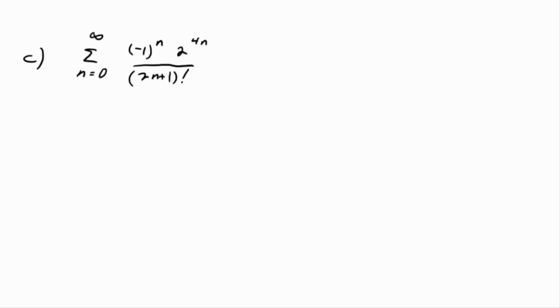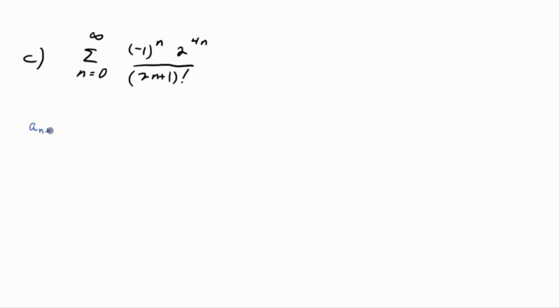Part C, we have the sum n equals 0 to infinity, negative 1 to the n times 2 to the 4n divided by 2n plus 1 factorial. Notice the series starts at 0 instead of 1. Well, start out like this. I always start out the same way in these.